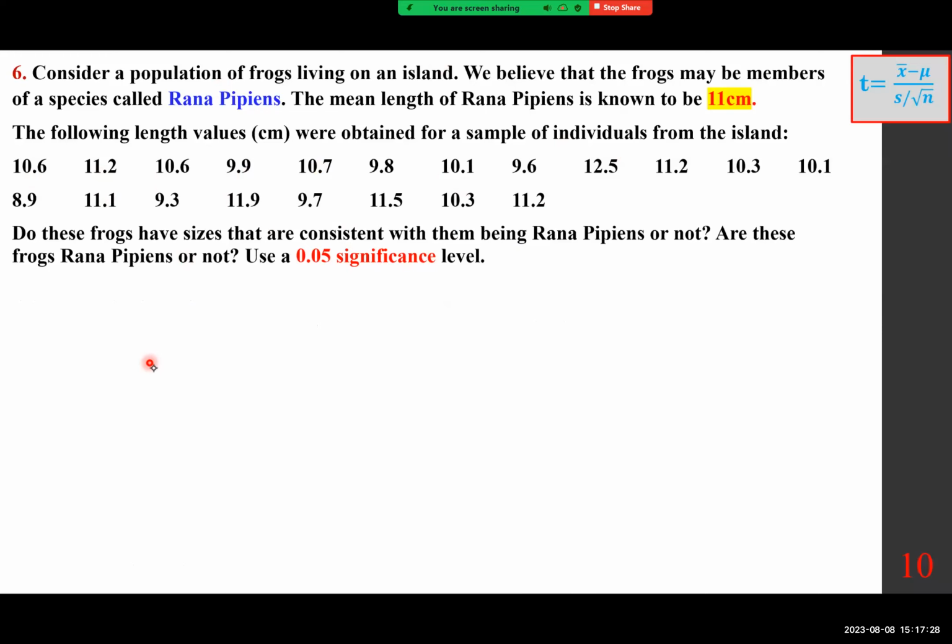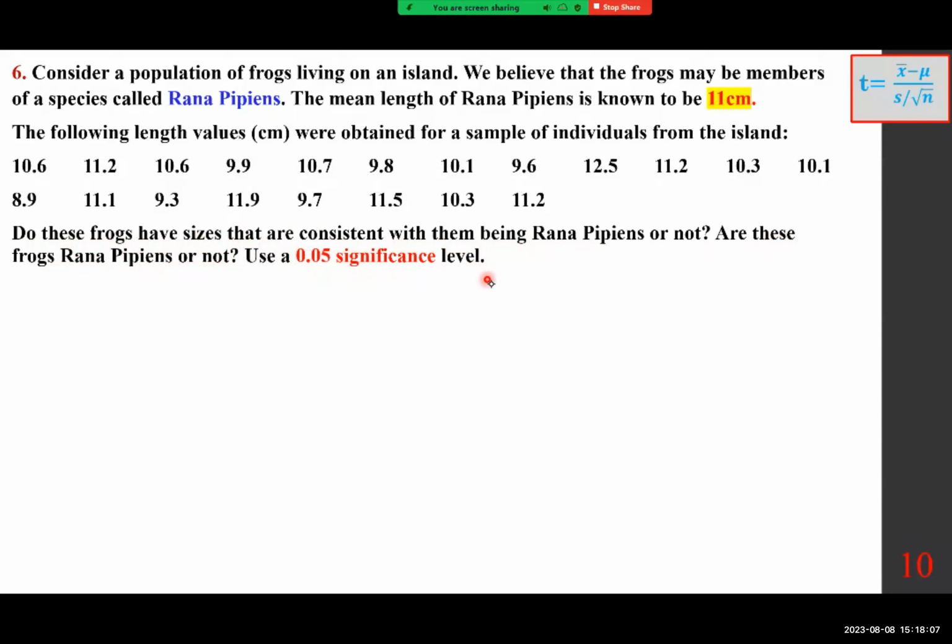Consider a population of frogs living on an island. We believe that frogs may be members of a species called Rana pipiens. The mean length of Rana pipiens is known to be 11 centimeters. The following length values, in centimeters, were obtained for a sample of individuals from the island. Do these frogs have sizes that are consistent with them being Rana pipiens or not? Are these frogs Rana pipiens or not? Use a 0.05 significance level.